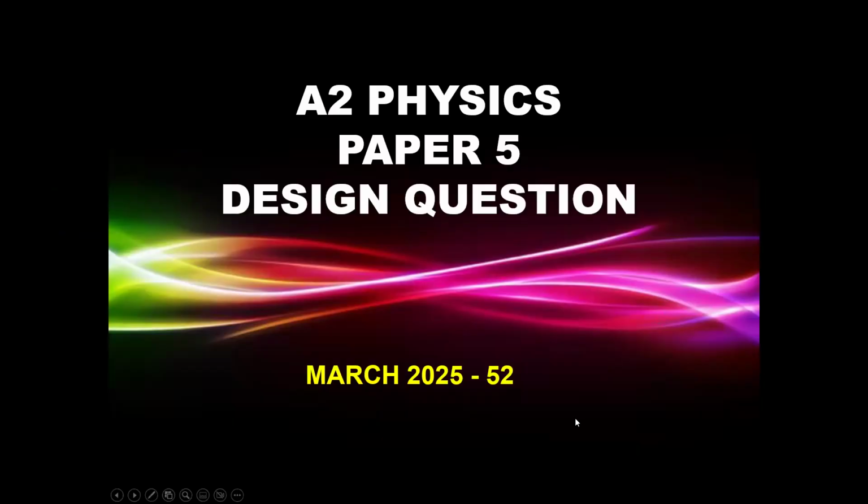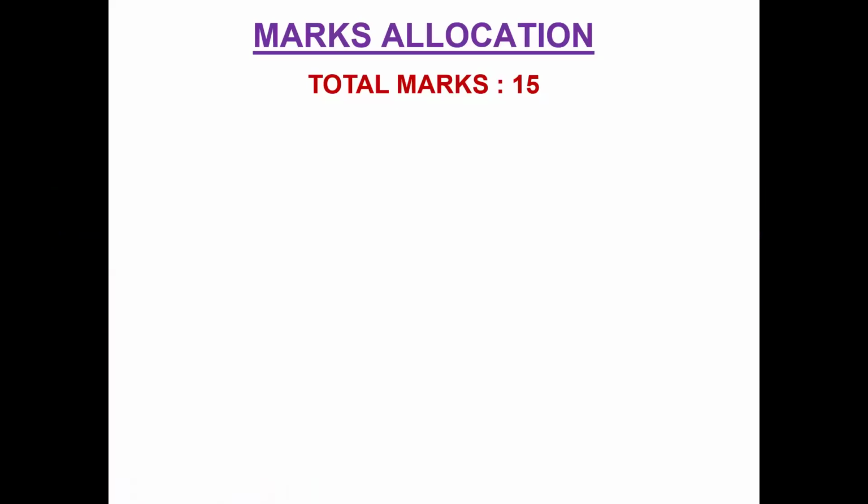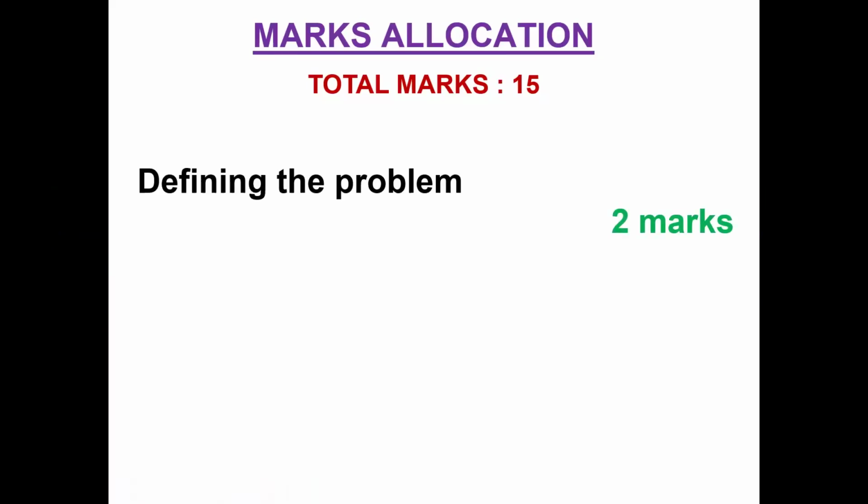This is March 2025, paper 52. We just go over the suggested marks allocation. After 2022, the marks allocation is not that rigid now. But for our convenience, we follow this: defining the problem, I mean defining the variables, is 2 marks.